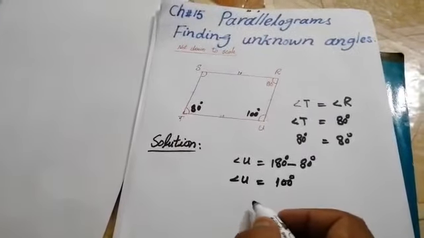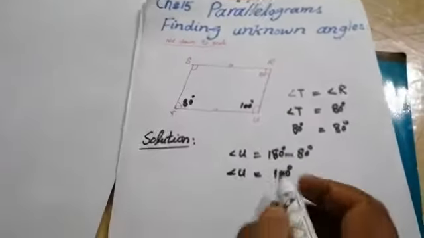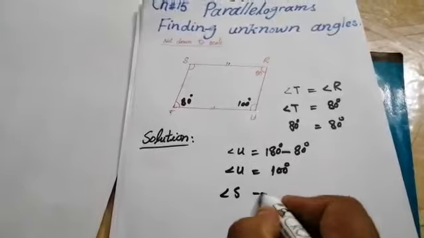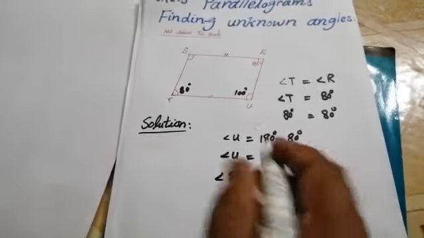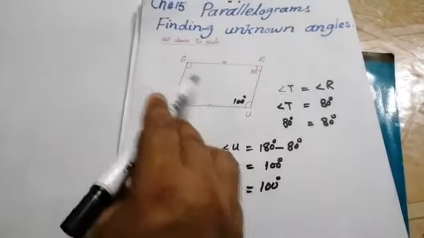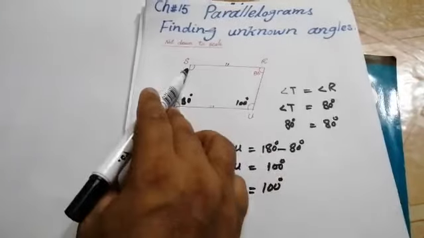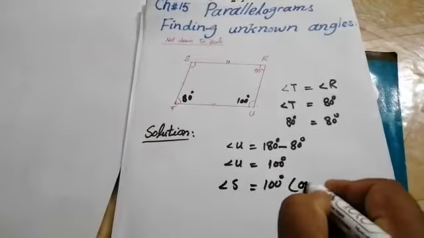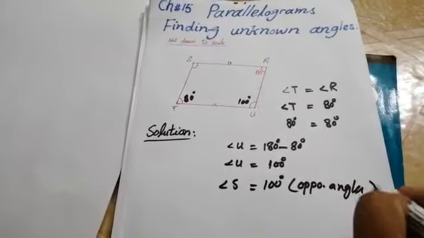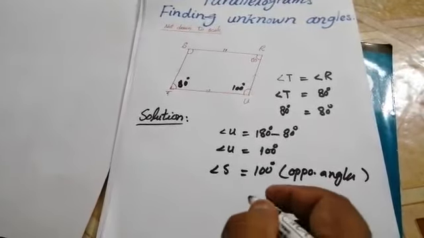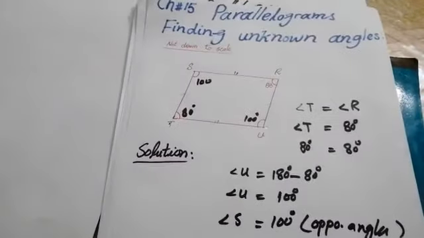Now you need to find angle S. This angle is missing in this parallelogram. So how can you find it? You can write angle S equals 100. Why? Because the opposite angle, angle U, is opposite to S. So you can write the reason: opposite angles are congruent, or equal to each other. Now we can write here 100, right?